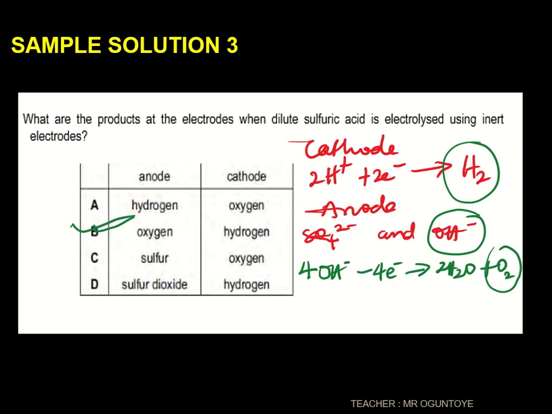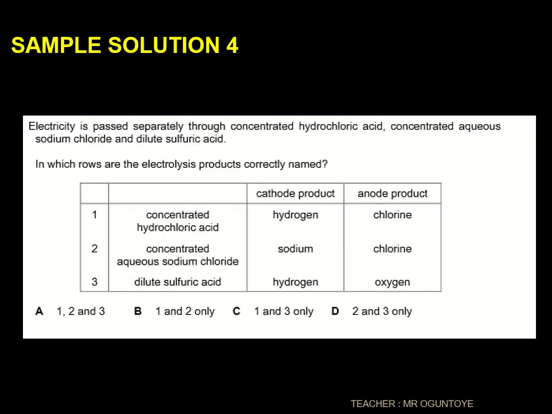You just need to calm down and do a thorough analysis of each question, and you arrive at a safe answer. Electrolysis is passed separately through concentrated hydrochloric acid, concentrated sodium chloride, and dilute sulfuric acid. In which rows are the electrolysis products correctly named?